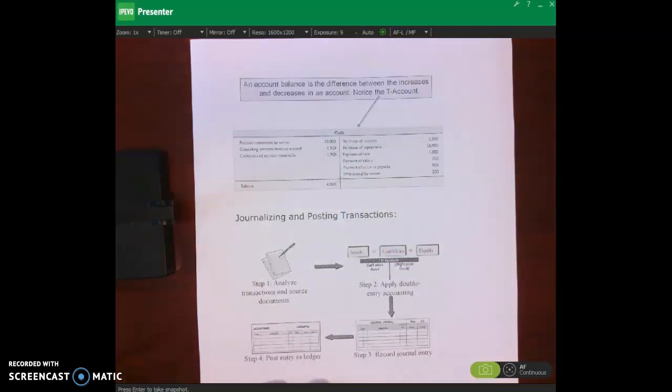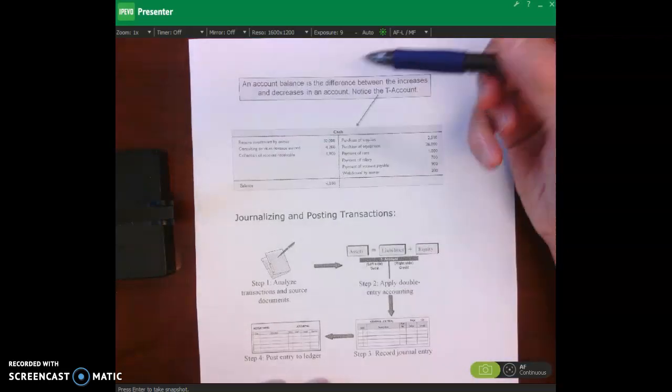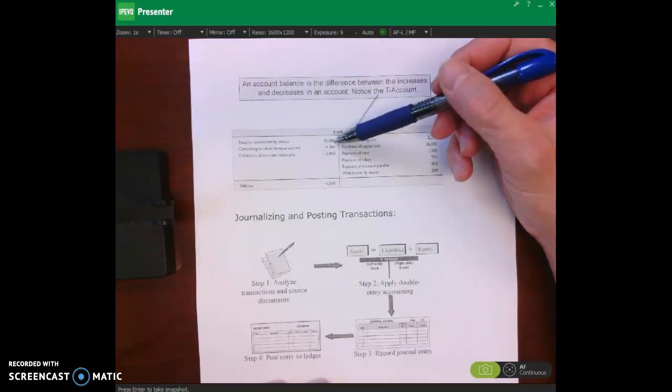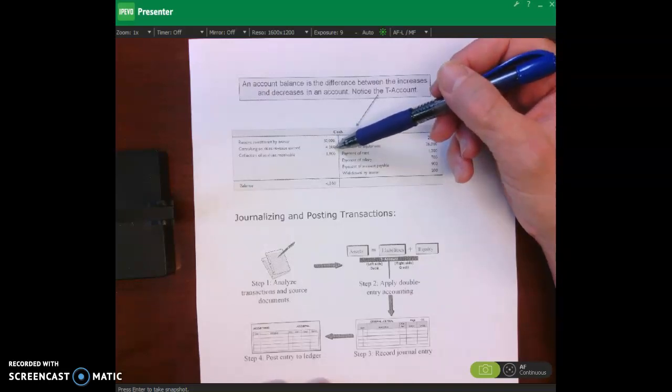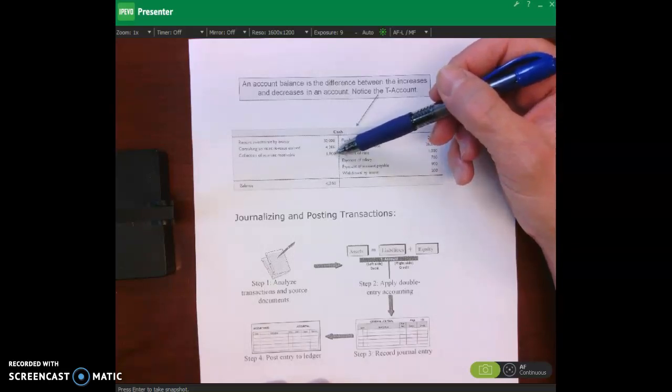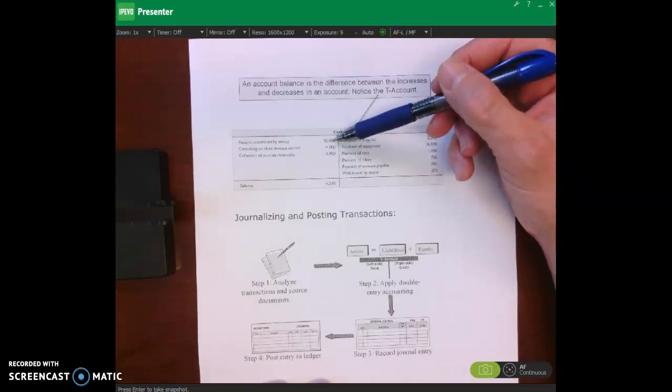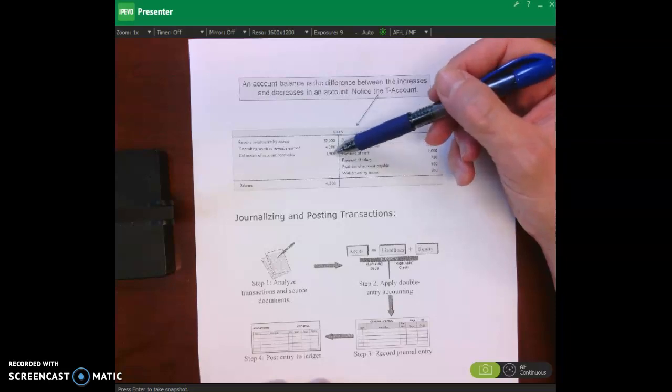So how do I figure out my balance in cash? Well, if we look over here, it says we have an investment by the owner of $30,000. They got paid $4,200 in consulting revenues, and then they also collected on an accounts receivable. Basically, that means a customer paid us $1,900. So all these are collections of cash, increases in cash.